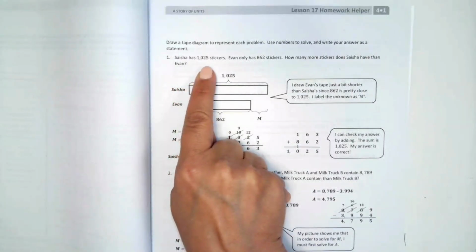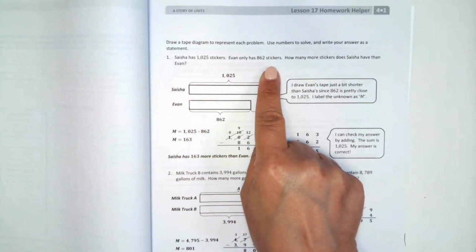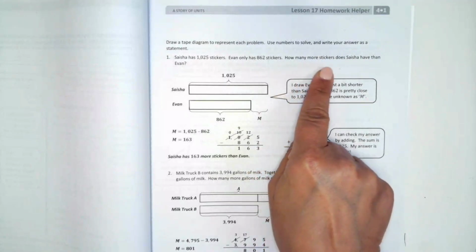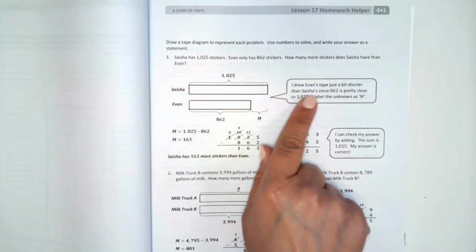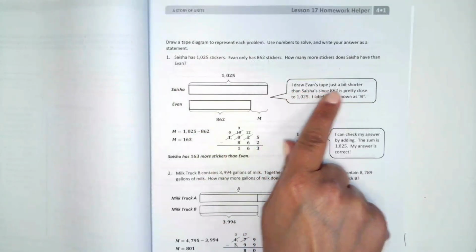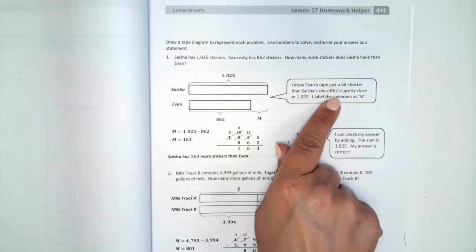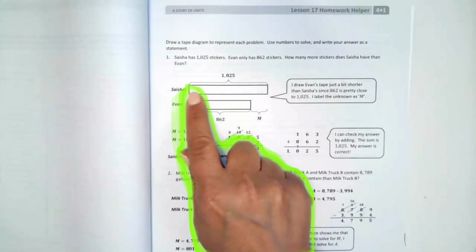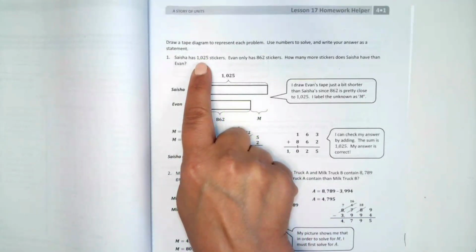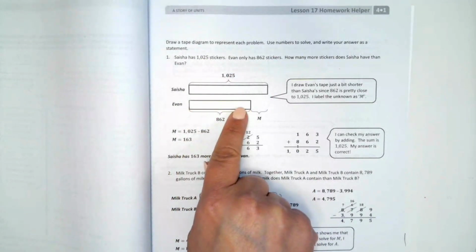Seisha has 1,025 stickers. Evan only has 862 stickers. How many more stickers does Seisha have than Evan? So it says, I draw Evan's tape just a bit shorter than Seisha's since 862 is pretty close to 1,025. So here's Seisha's tape for 1,025 stickers. Evan has 862. Here's Evan's tape.